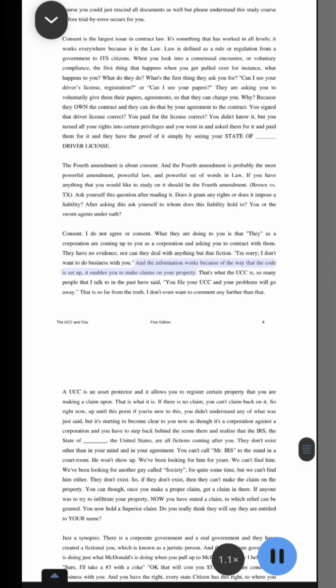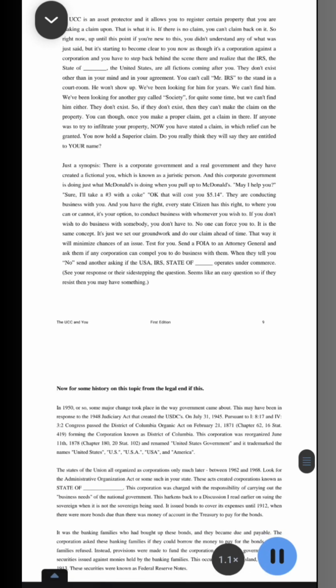And the information works because of the way that the code is set up. It enables you to make claims on your property. That's what the UCC is. So many people that I talked to in the past have said, you file your UCC and your problems will go away. That is so far from the truth. I don't even want to comment any further than that. The UCC and You, First Edition 9. A UCC is an asset protector, and it allows you to register certain property that you are making a claim upon. That is what it is.